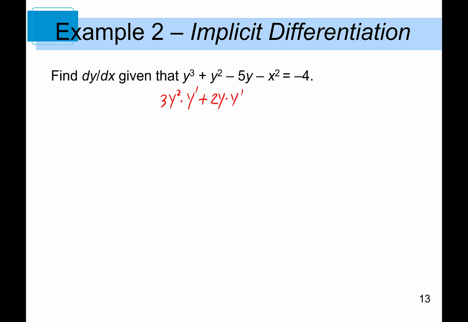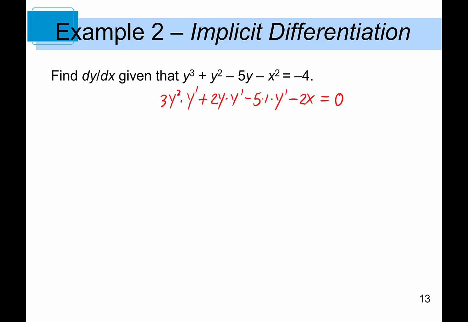Notice that every time you differentiate any term with respect to y, you always multiply by y prime. That's a key thing to do. And derivative of y is 1, and remember to multiply by y prime. And derivative of x squared is 2x. Derivative of -4 with respect to x is actually 0.